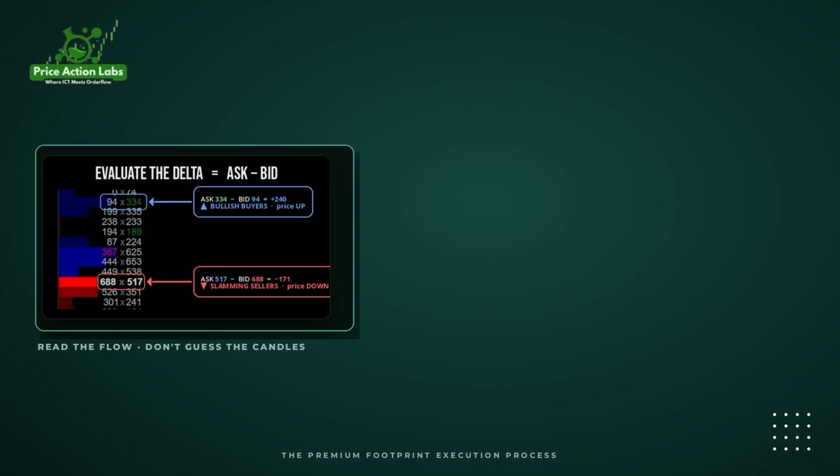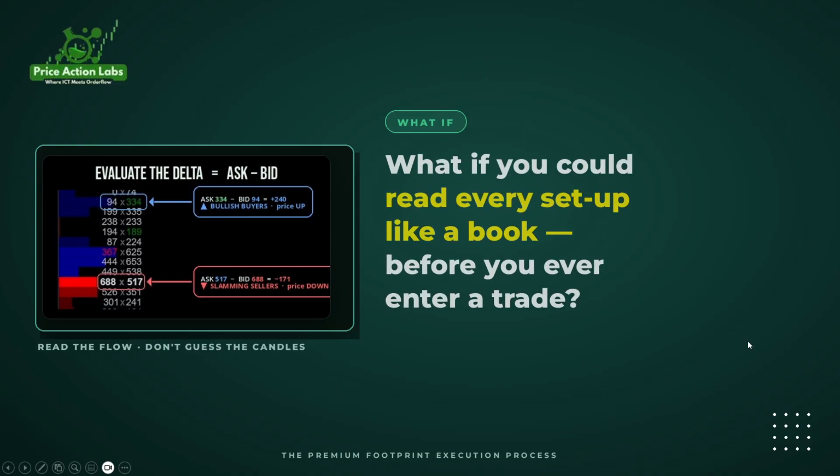You want to read the orders and not guess them. Okay? And so why do we do that? So here's another question for all of you. What if you could read every single setup like a book before you entered?